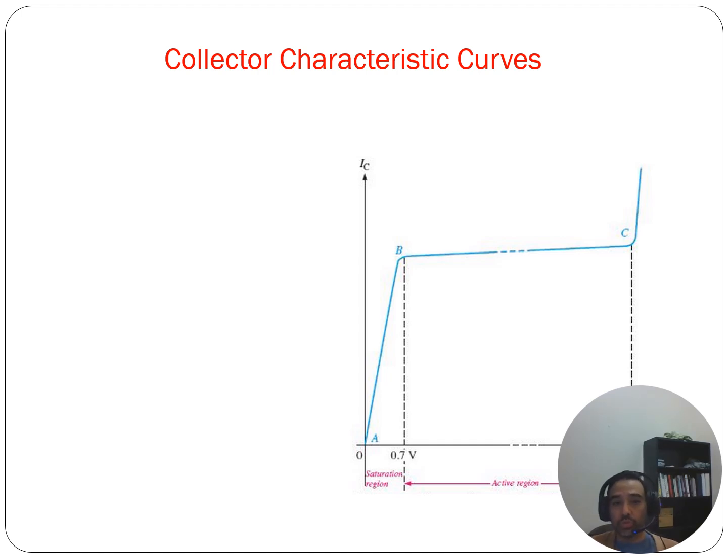This is the region where the transistor is in its normal operating mode, amplifying signals. The base-emitter junction is forward biased and the base-collector junction is reverse biased. The collector current, I sub C, is directly proportional to the base current. So any small change in base current gives you a large change in collector current.